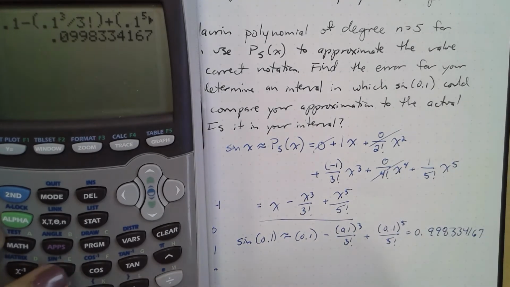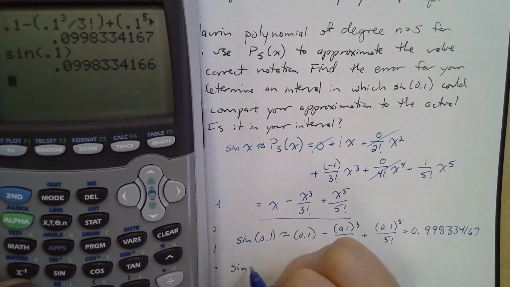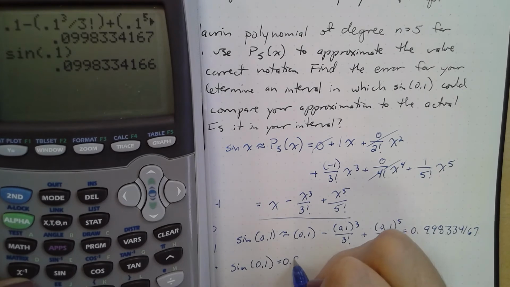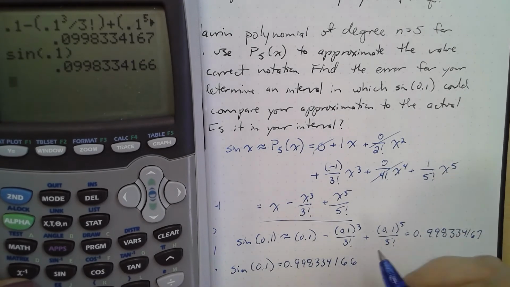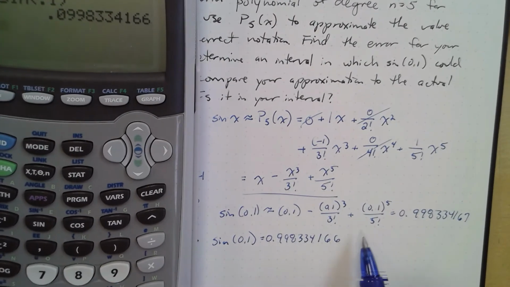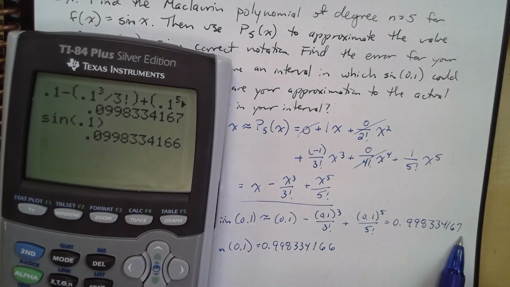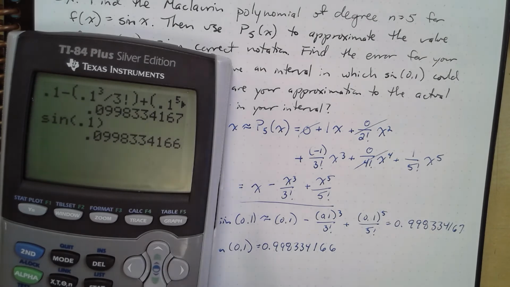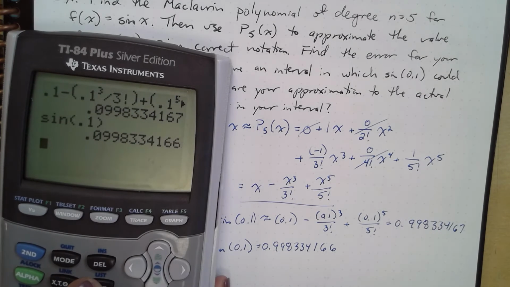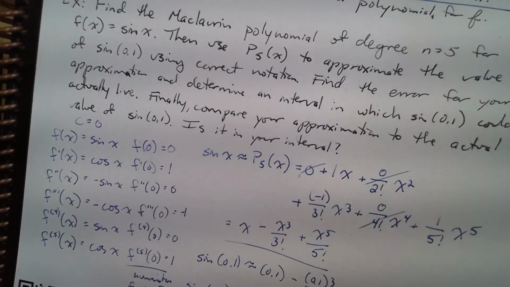0.998334167. Well, now let's find out what sine of 0.1 actually is. So sine of 0.1 is equal to 0.998334166. Oh my gosh, this is actually so incredibly close to one another. It took that last digit to finally show what the difference is there, right? Otherwise, they're completely the same. That's incredible. Okay, so I think that's enough on that problem there. We compared it to the actual. Is it in our interval? Well, we don't have to actually worry about that right now, but let's move on to another problem.